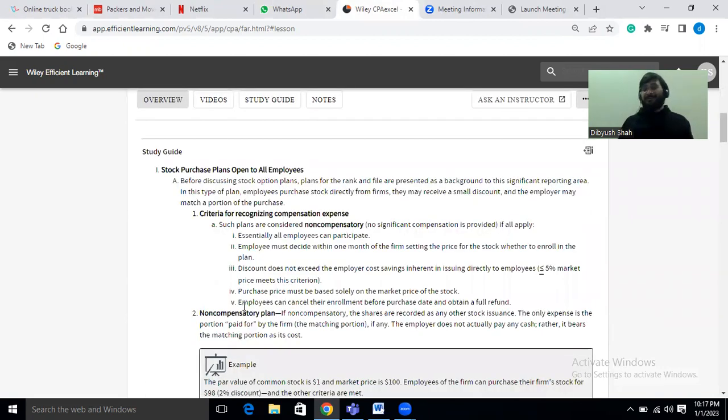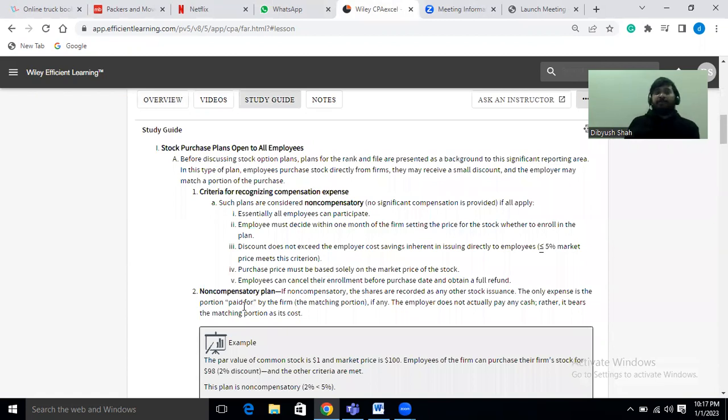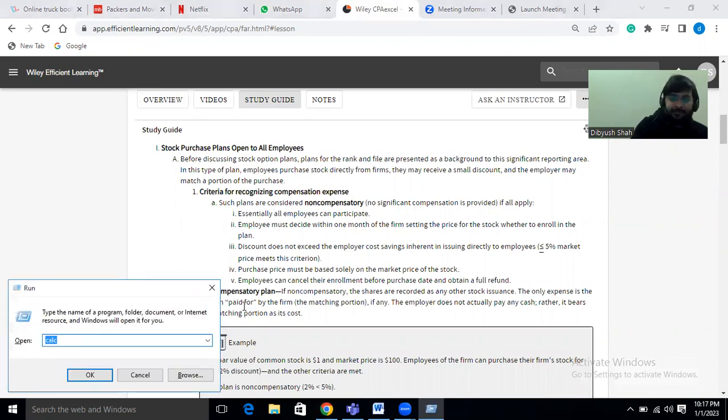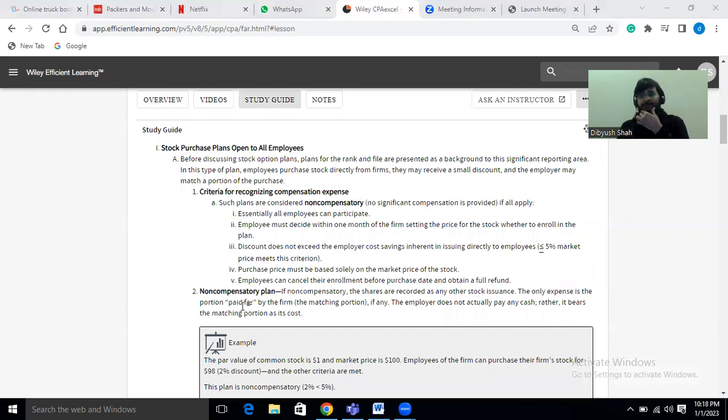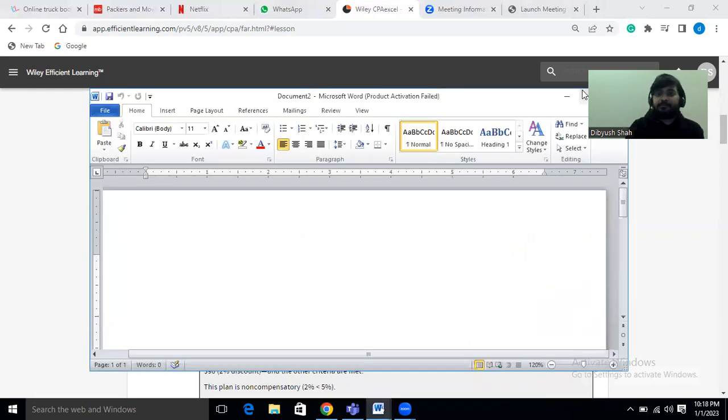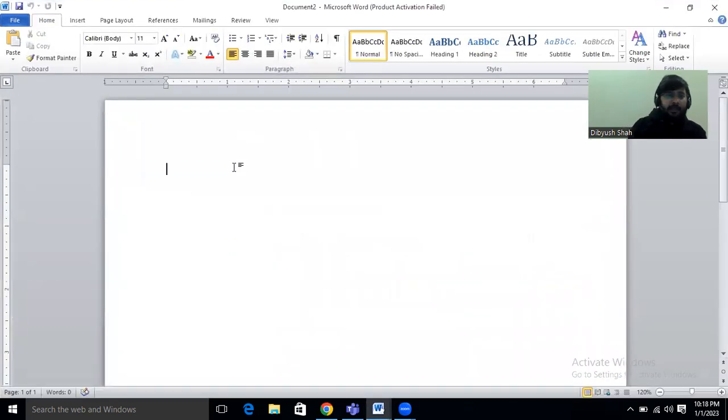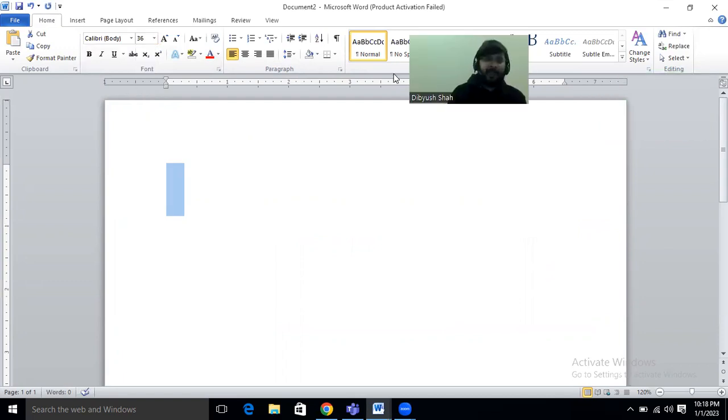So let's focus. Jokes aside, stock purchase plan open to all employees. Now, let me show you what that means. To be precise, there are two kinds of stock options. One is compensatory and one is non-compensatory.